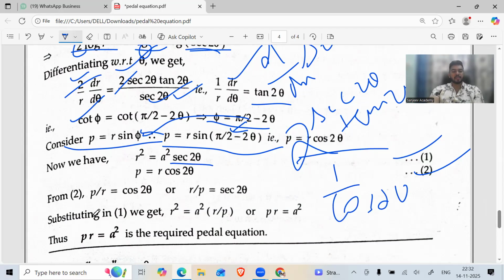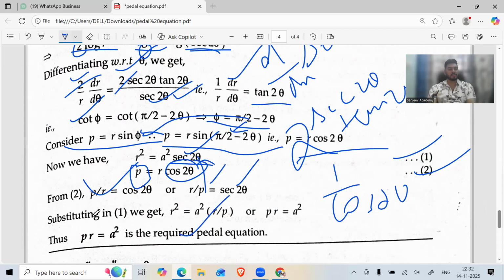You can eliminate the thing easily. 1 by cos 2 theta. But what is my cos 2 theta? Cos 2 theta is nothing but p by r. Correct? Or if you reverse it, r by p will become sec 2 theta. So instead of the sec 2 theta, you can put r by p and get the required pedal equation by simple substitution.